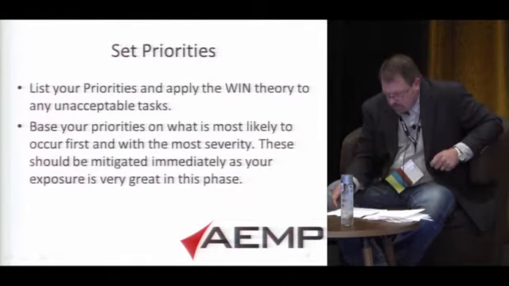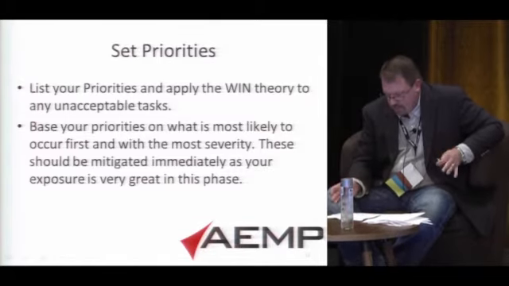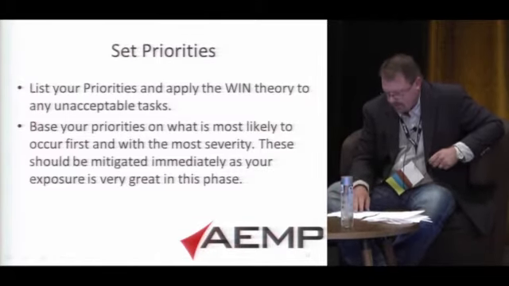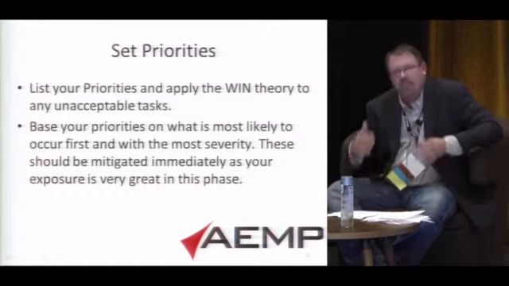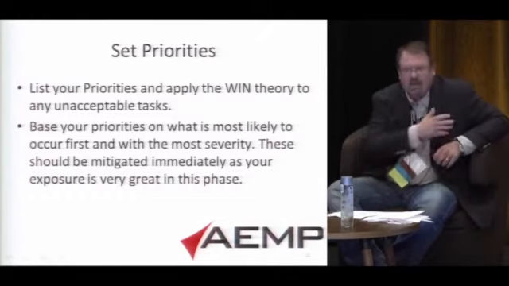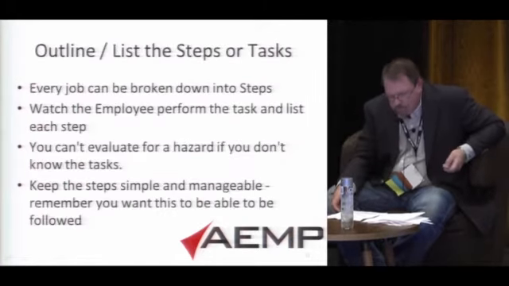List your priorities and apply the win theory to any unacceptable task. Base your priorities on what is most likely to occur first and with the most severity. These should be mitigated immediately, as your exposure is very great in this phase. If you acknowledge there's a problem, you have to correct that problem immediately. Chances are it might be something very big in the beginning, but let's get it off the plate, correct it, get everybody headed in the right direction.